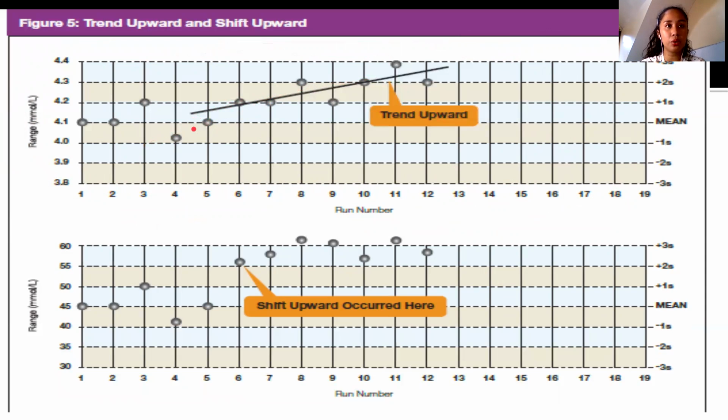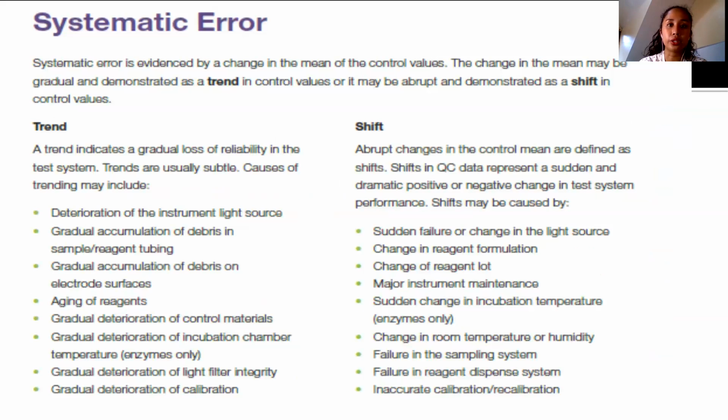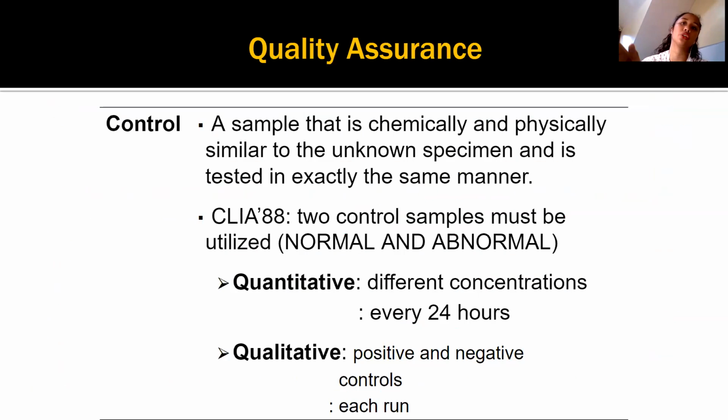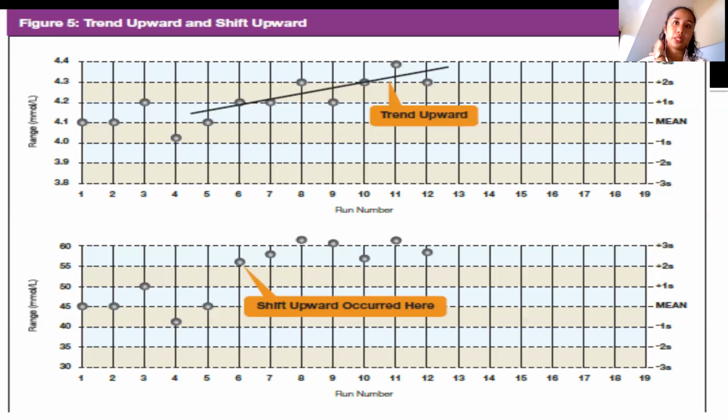So, mapapansin nyo, itong mga bilog na to, pakunti-kunting, yan, tumataas. Yan, they are on the same side. Yan, parang pa-diagonal. Yan, trend upward. So, nangyayari to kung may sudden failure of change light source, trend, aging of reagents, gradual deterioration of reagents or standard materials.